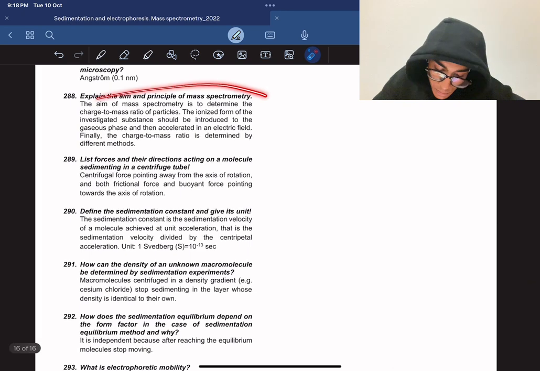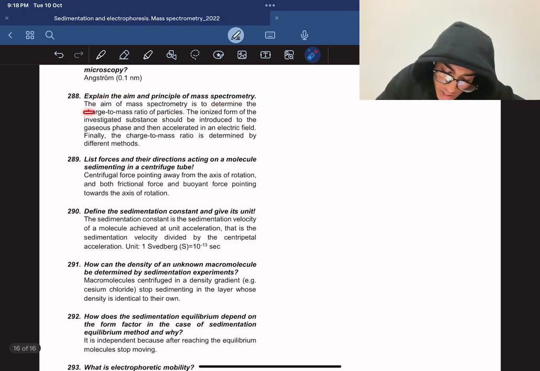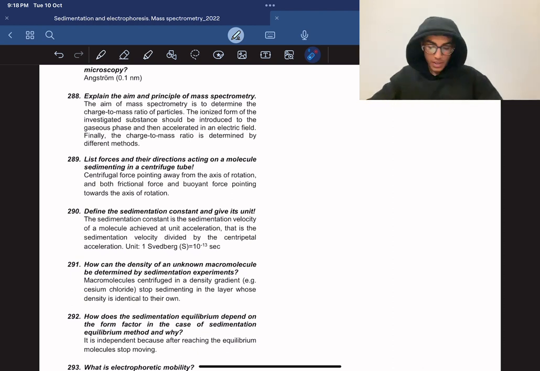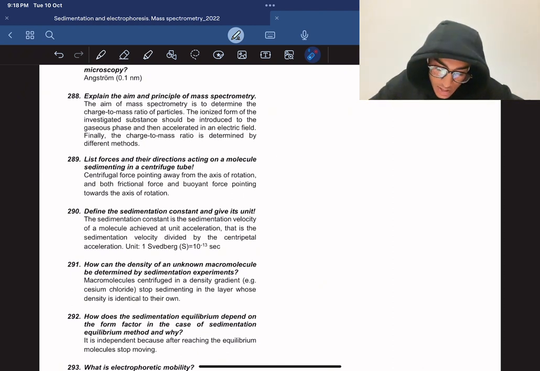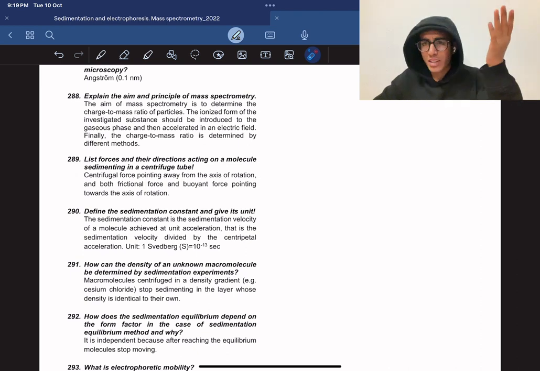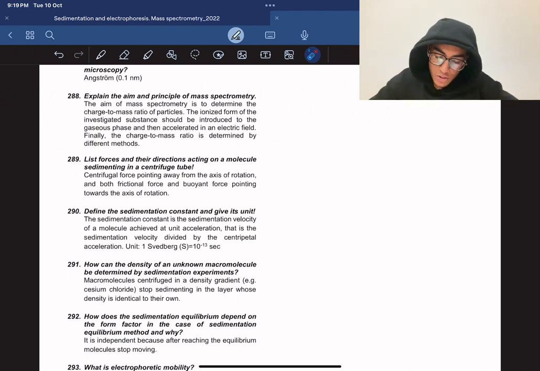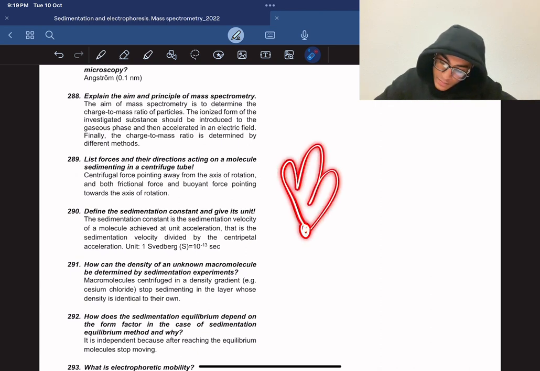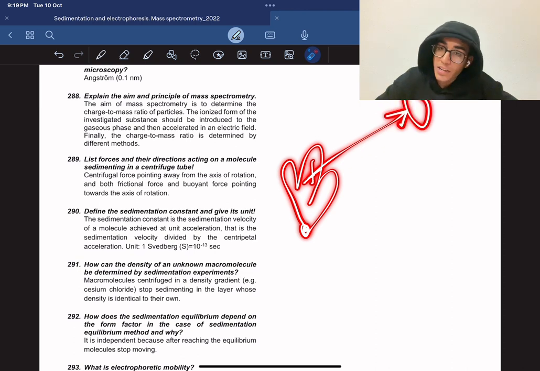Explain the aim and principle of mass spectrometry. The aim of mass spectrometry is to determine the charge to mass ratio of the particles, like we discussed. The ionized form of the investigated substances should be introduced to the gaseous phase and then accelerated in an electric field. Finally, the charge to mass ratio is determined by different methods. We don't need to explain the method, we just need to know this, right? So first we take our particles, vaporize them, give them charge, ionize them, accelerate them, detect them.